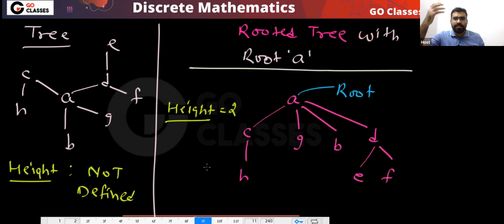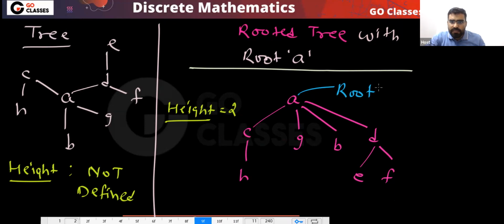Ancestors are like my father, my grandfather. Descendants are like my child, my grandchild. Is this clear, Nikhil? So, for example, all of these are the descendants of A. These are the descendants of D. This is the descendant of C.